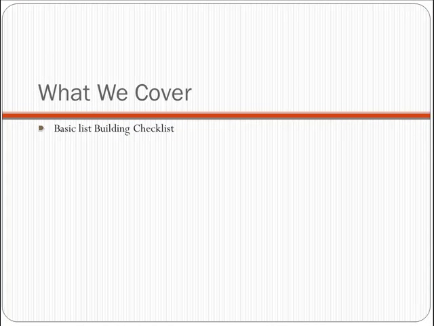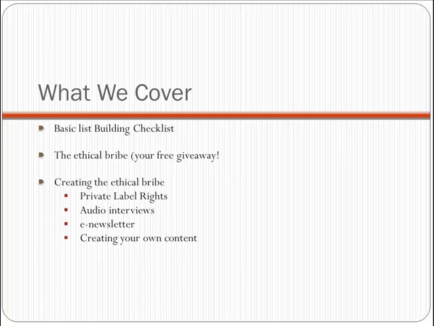What we're going to cover is the basic list building checklist. We're going to go back over this a little bit, really quick, of what you need to get started with your list building. We're going to be talking about your ethical bribe, your free giveaway. Not only just talking about it, we're going to be actually getting into creating that ethical bribe. Creating the ethical bribe, private label rights, audio interviews, e-newsletters, and creating your own content. This is going to be some really good training. We're also talking about the squeeze page structure.